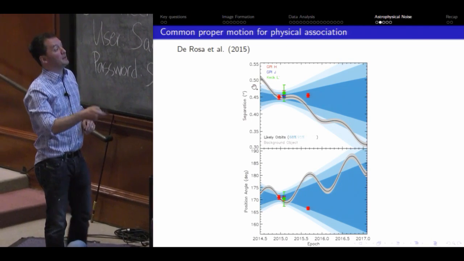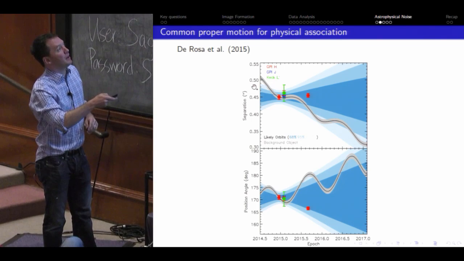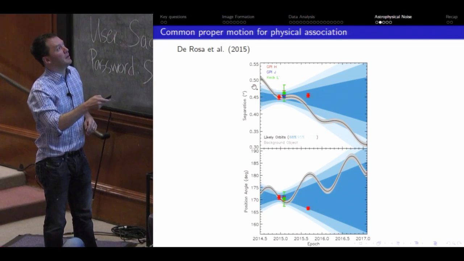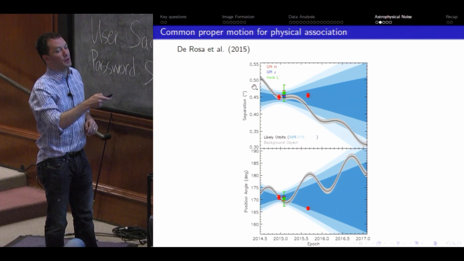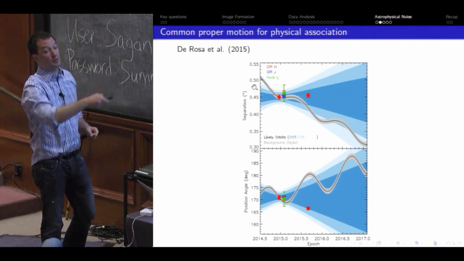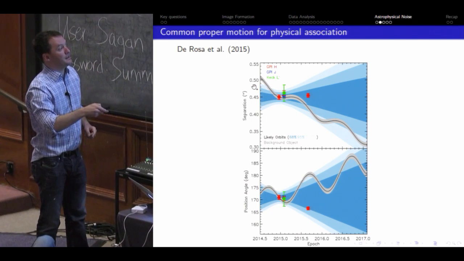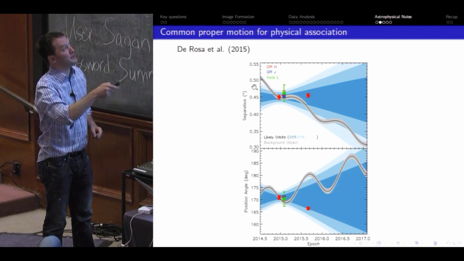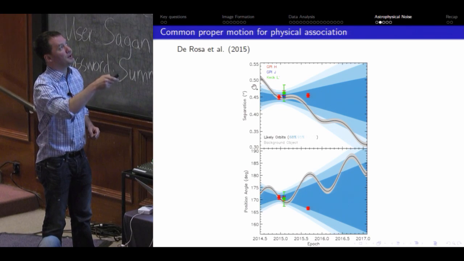So this is the 51 Eri example. This is the background track. For 51 Eri, we had one epoch in December, one epoch in January, so very, very close to each other. And then we got another epoch about a year later. And this was, I think, the cone of possible orbits, just based on the two epochs. This was the background track.